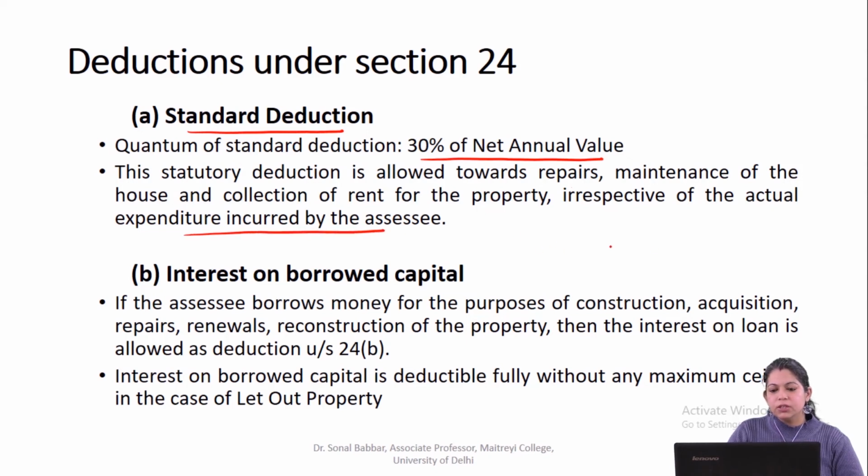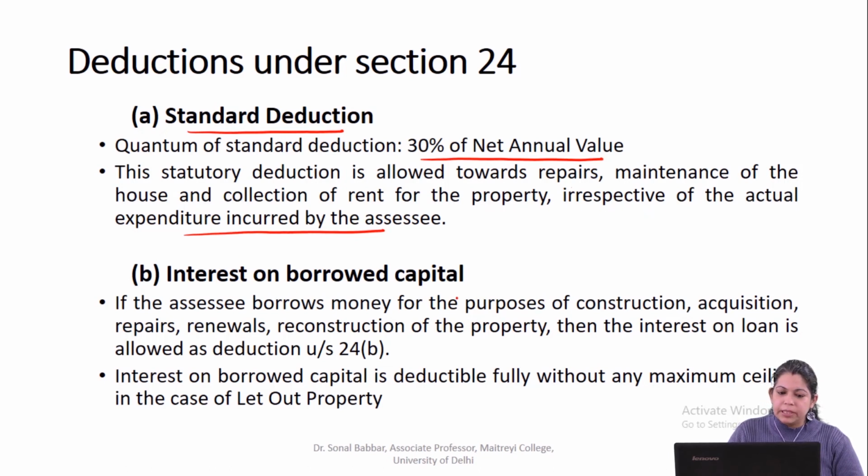So we are not concerned with the actual expenditure, whether incurred or not incurred on account of fire insurance or, for example, ground rent, land revenue or repairs, but we are providing this statutory deduction at a flat rate of 30% of NAV to all assessees.